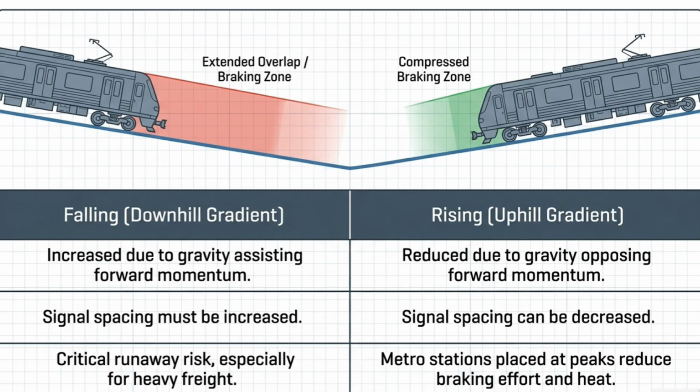On the flip side, uphill or rising gradients let you use shorter signal spacing because gravity is actively helping to slow the train down. But engineers have to be incredibly careful here. They have to actively avoid placing signals partway up a steep rise. If a heavy train is forced to stop mid-climb, the time it takes to accelerate again is massive, not to mention the severe risk of wheel slip if the weather turns bad.